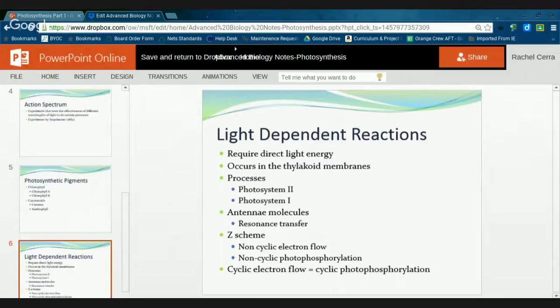I'm going to give you a second to write all this down, I think, first, and then I'm going to explain the diagrams of the process of this first part of photosynthesis.